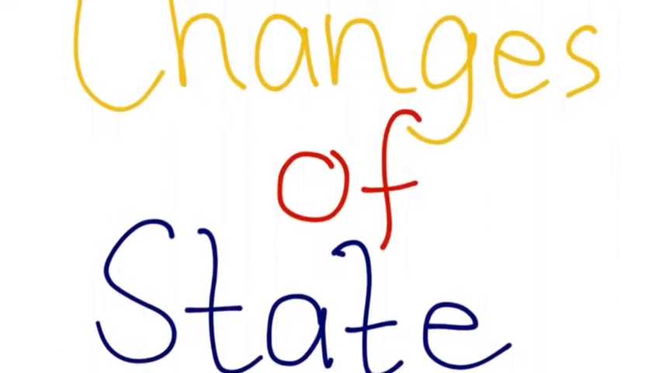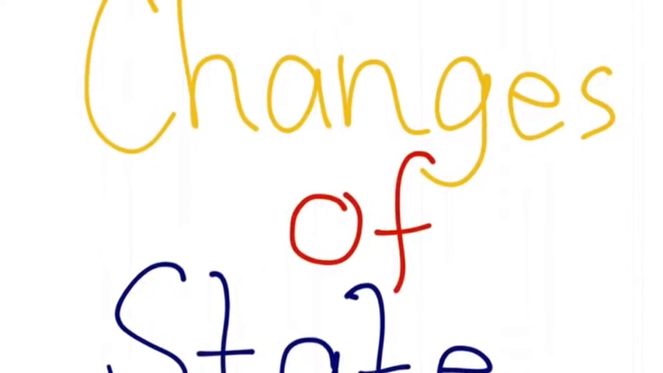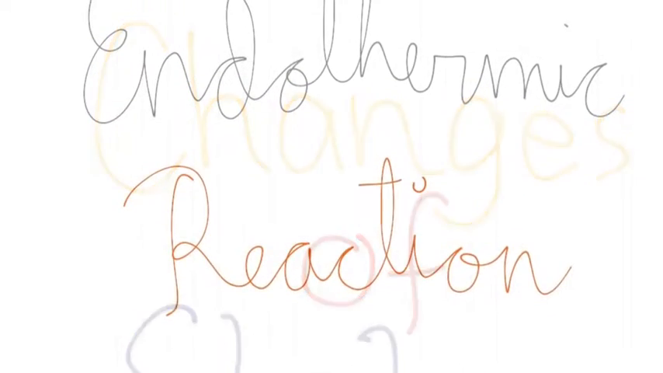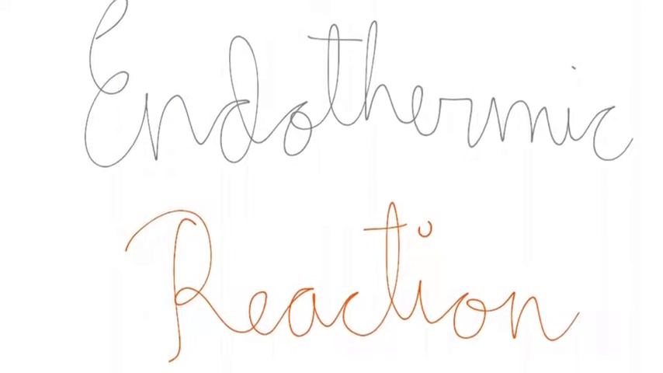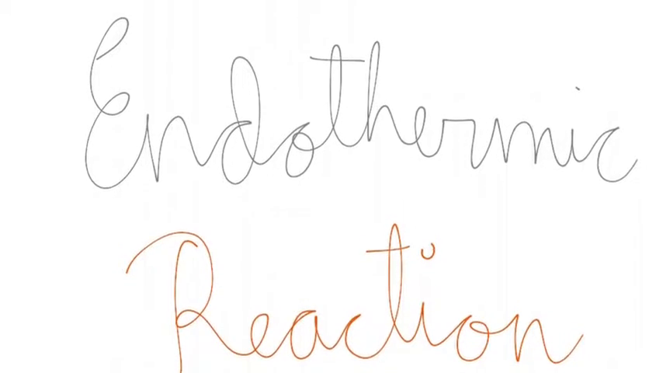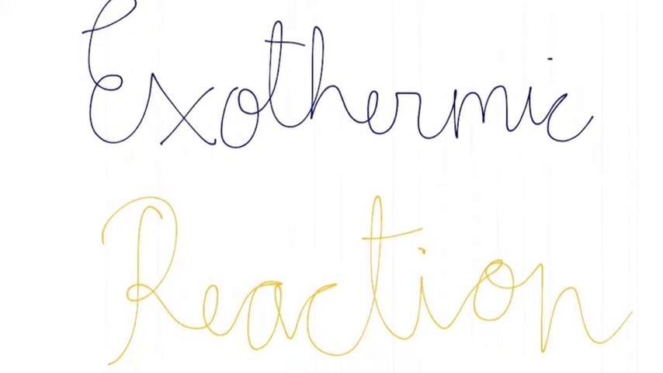Changes of state. When a substance melts or boils, it absorbs energy, an endothermic reaction. When a substance condenses to a liquid or freezes to a solid, it releases energy, an exothermic reaction.